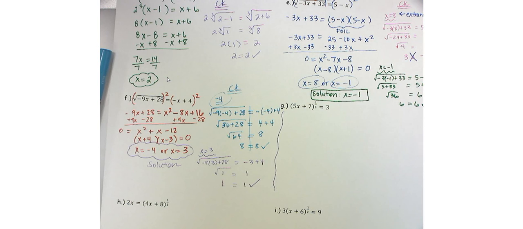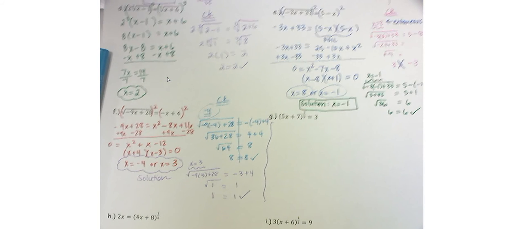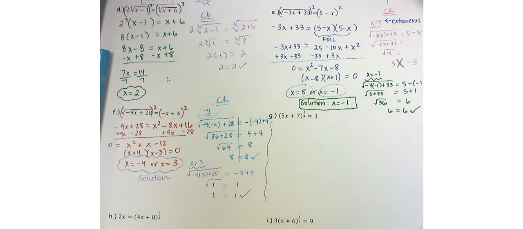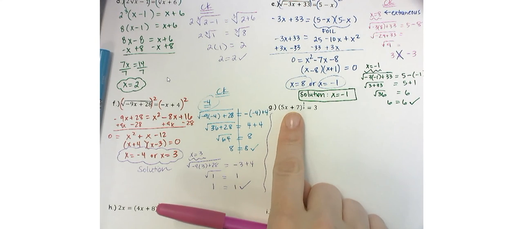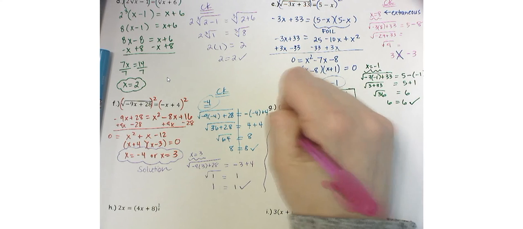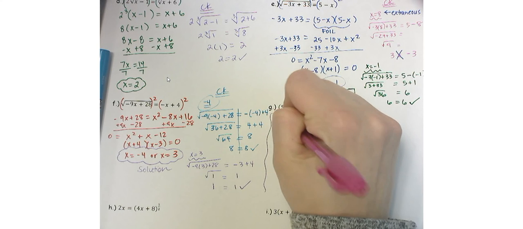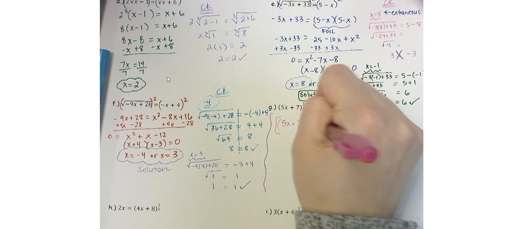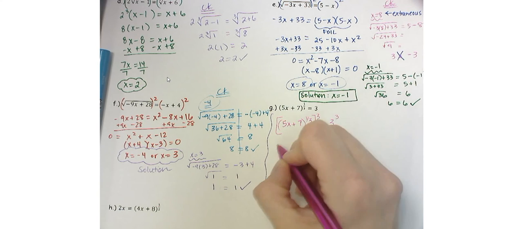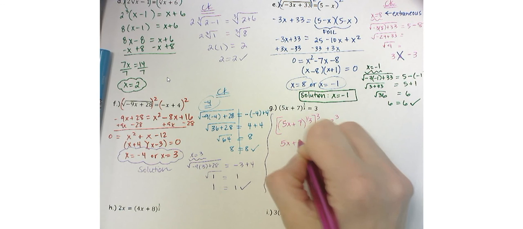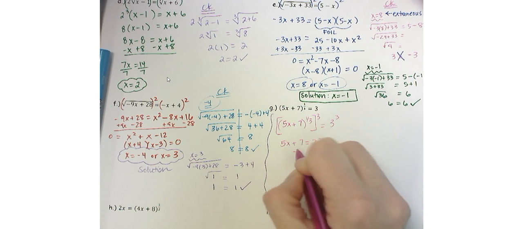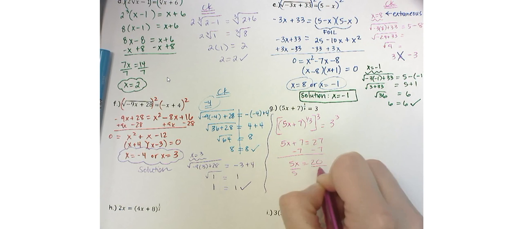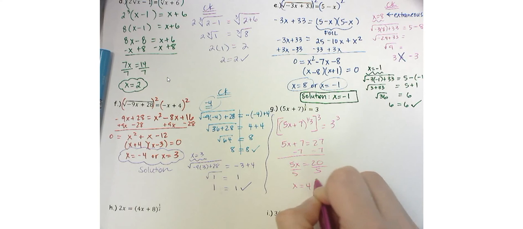All right, and let's check and make sure that we did everything correctly. So we have 5 times 4 plus 7 to the 1/3 equals 3. So this would be 20 plus 7, 27. This is the cube root of 27, which does equal 3. So yep, it checks. Okay, questions for me up till now?